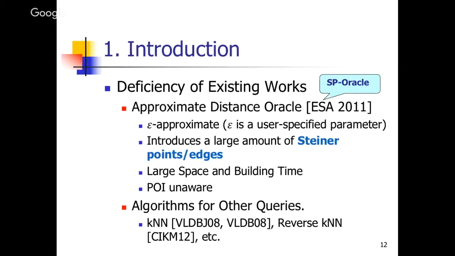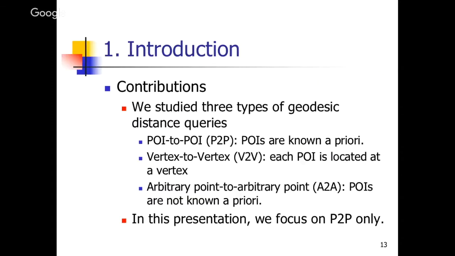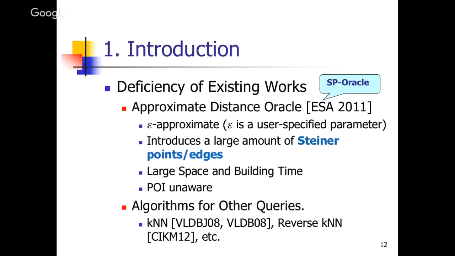As far as I'm concerned, there's no exact distance oracle on the terrain surface. And among all the approximate distance oracles, the state-of-the-art provides approximate distances. The major idea is to introduce a large amount of Steiner points on the terrain surface and Steiner edges, okay?